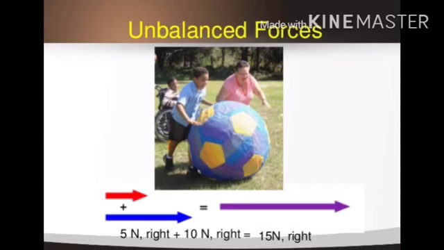So now you understand what force is. Force is a vector quantity. It has magnitude as well as direction.